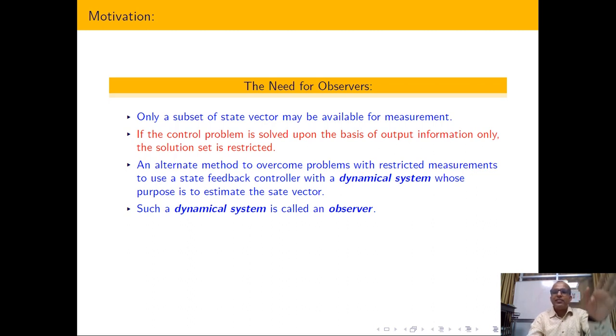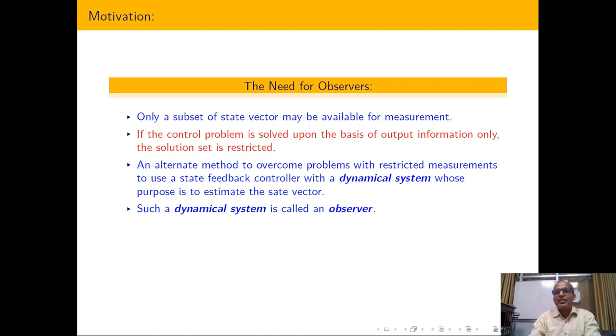So I have three different classes of controller. One is the state feedback controller, another is the output feedback based controller, also called the static output feedback controller. But here I have a controller where I create a virtual dynamical system, and based on that virtual dynamical system I estimate the unmeasured state variables. That is only possible if the system is observable.